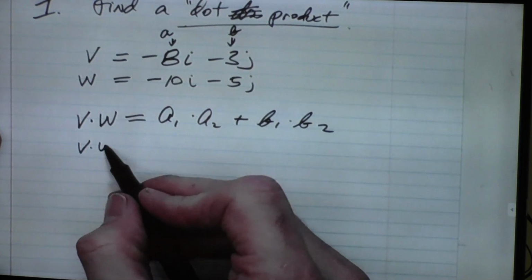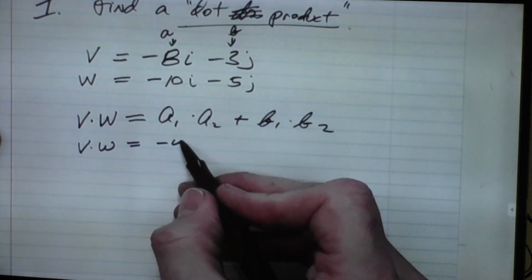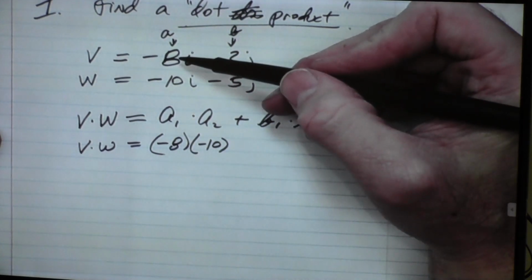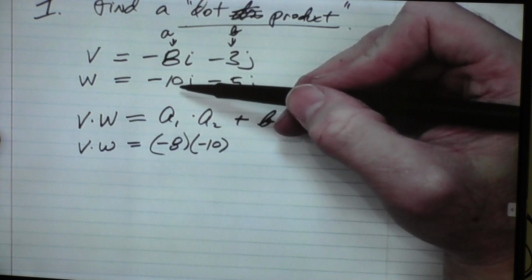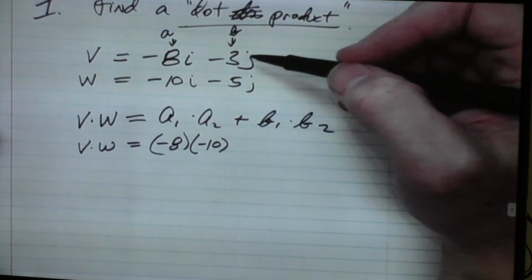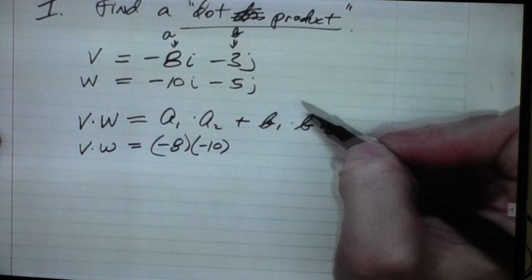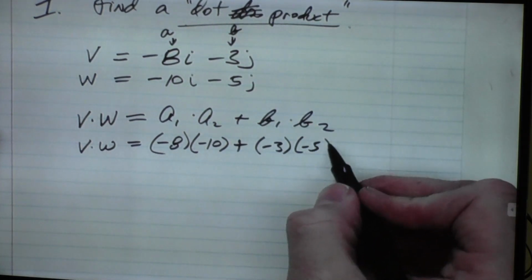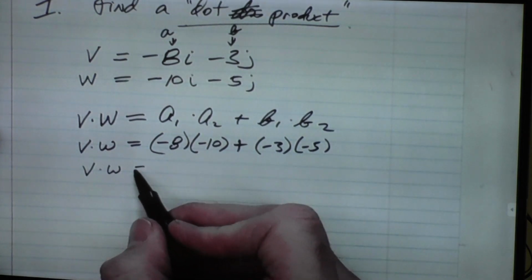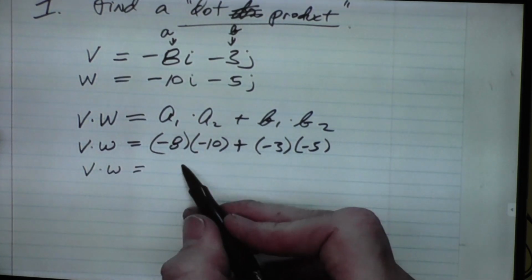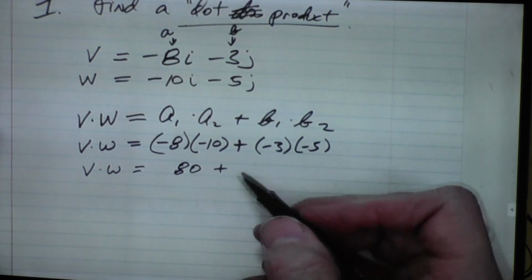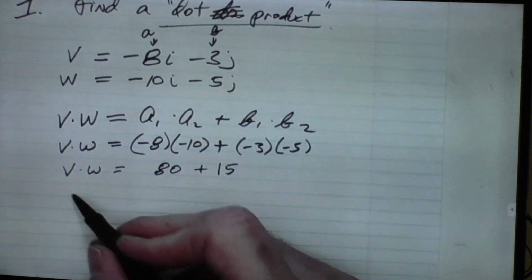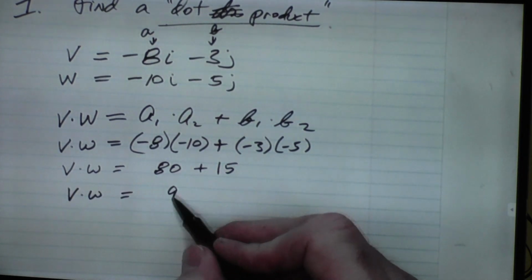So that means v times w will be equal to negative 8 times the negative 10. Got the negative 8 as the coefficient for i for this one, and negative 10 for the coefficient for i for the second one. And then we'll do it with the j's. So the b's will be the coefficient for the j's, plus negative 3 times negative 5. So v times w equals positive 80 plus 15. And so v times w equals 95.